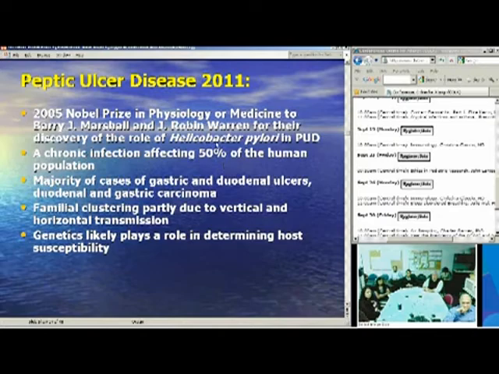I mean, peptic ulcer disease was difficult to ferret out, but it's a common infection affecting perhaps 50% of the human population, but only a small number of those patients are affected. Genetics are likely to play a role in determining host susceptibility to this organism and how much havoc it can wreak in the intestinal or the gastric mucosa.